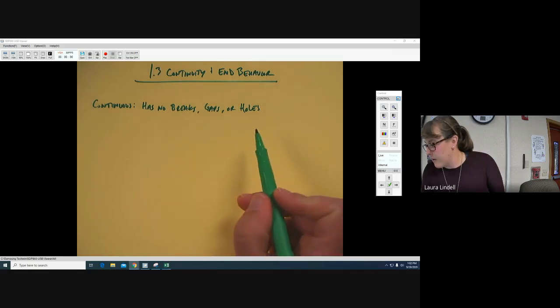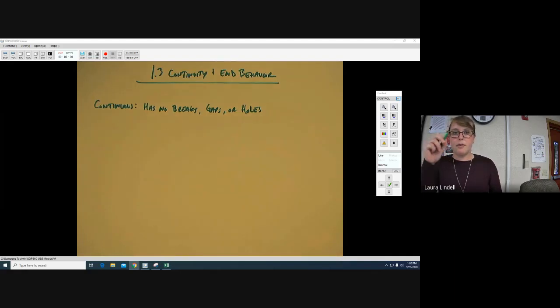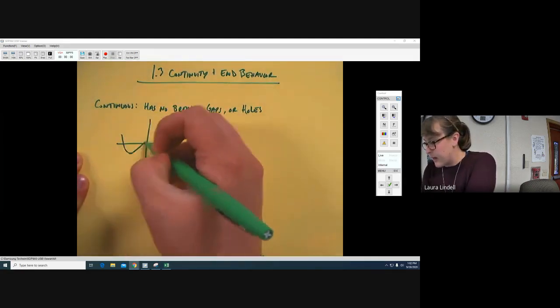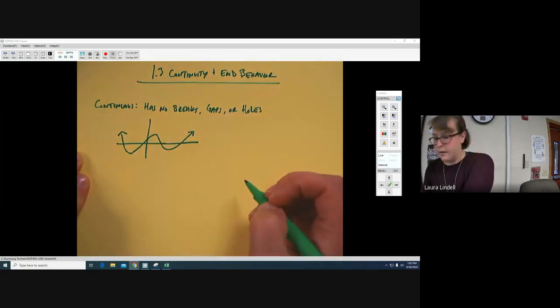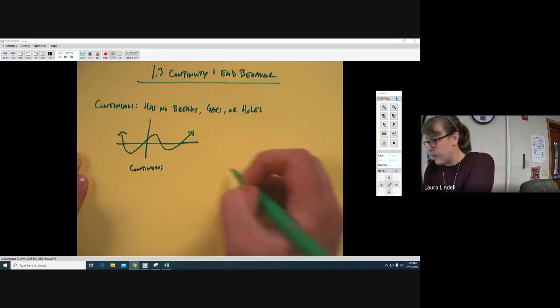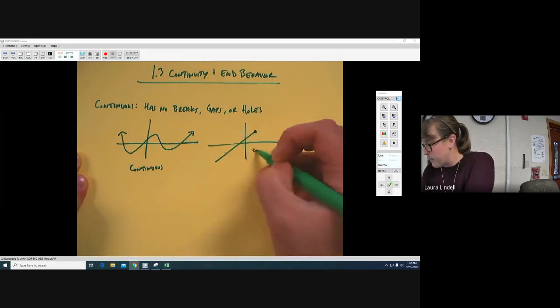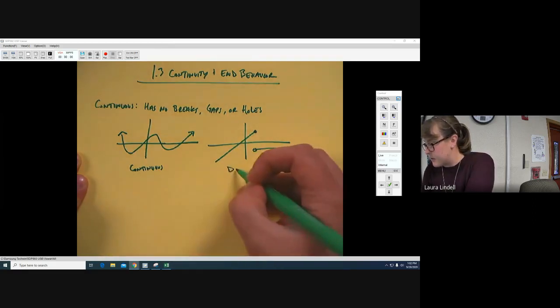All right. No breaks, gaps, or holes. If it's continuous, you can trace the whole thing out with your pencil without picking up your pencil. So that's an easy way to judge if something is continuous. So for example, something that looks like this would be considered continuous. Anything like this, maybe we stop there and jump down here or something like that, that would be considered discontinuous.